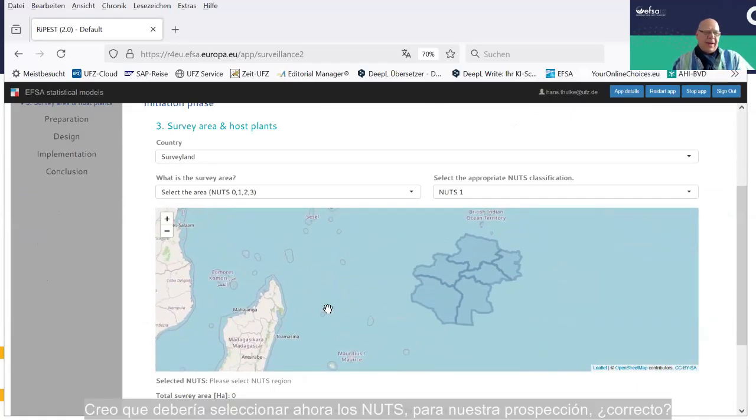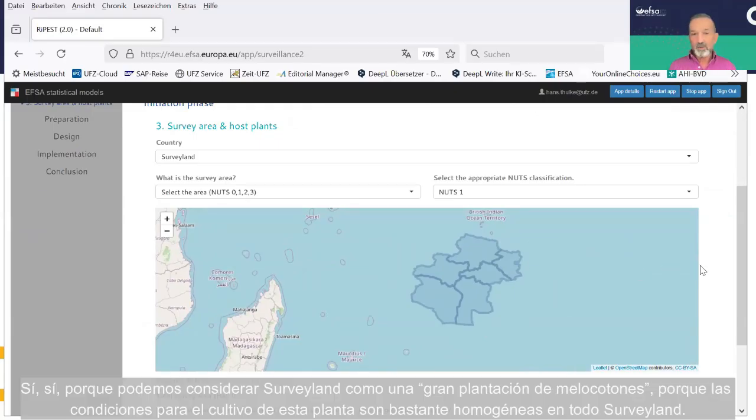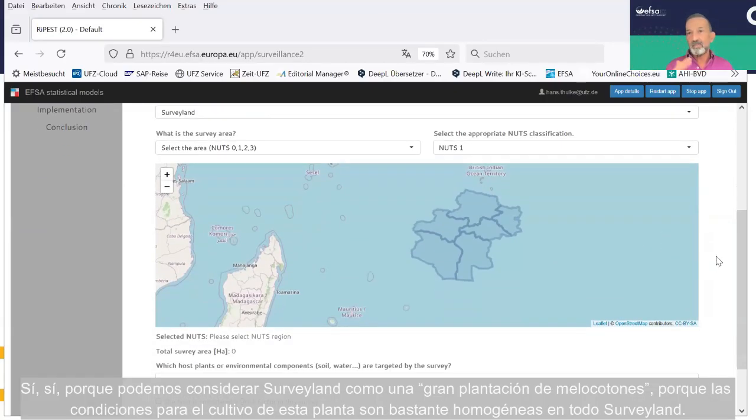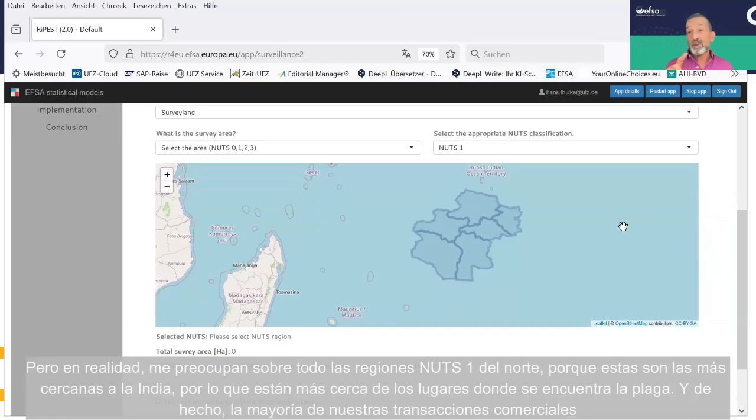So I think I should now select all the NUTS 1 units into the survey, right? Yes, because we can consider Surveyland like a big peach orchard, because the conditions for the cultivation of this plant are quite homogeneous across Surveyland. But actually, I'm mostly concerned about the northern NUTS regions, because these ones are closest to India, so closest to the places where the pest occurs.